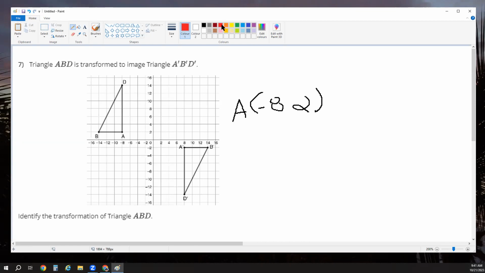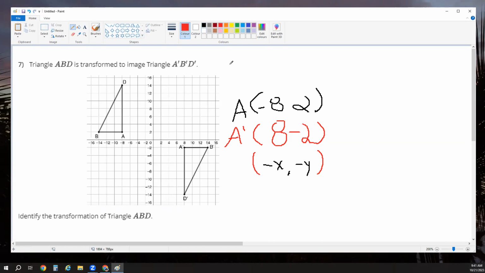Okay, now A prime's x coordinate is 8 and its y coordinate is -2. So the A prime coordinate in comparison to the A coordinate is as follows. The x absolute values match up, but the signs change, so it's -x. The y absolute values match up, but the signs change, so it's -y.